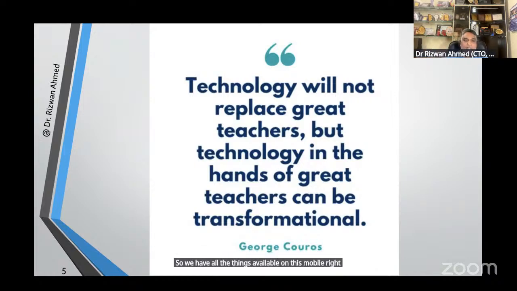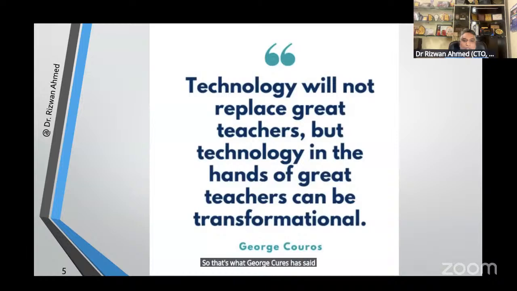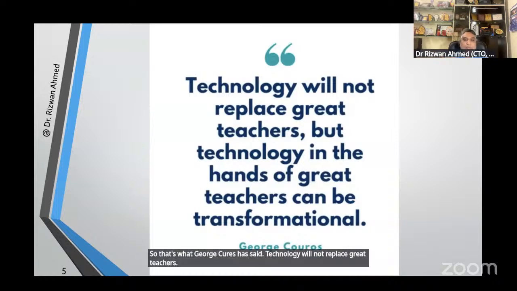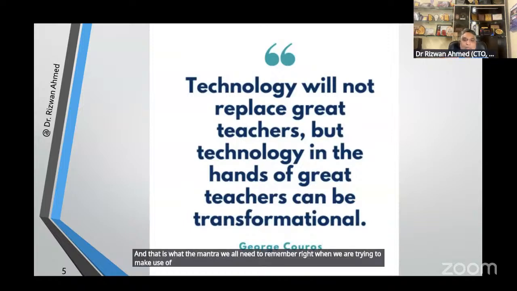But I feel we as educators, teachers, mentors have a more important role to play. So that's what George Couros has said: technology will not replace great teachers, but technology in the hands of great teachers can be transformational. And that is the mantra we all need to remember when we are trying to make use of technology to enable our students to become lifelong learners, problem solvers.